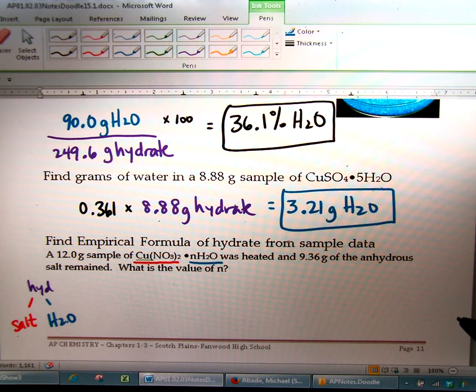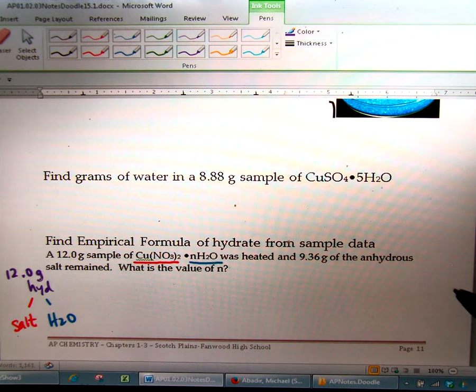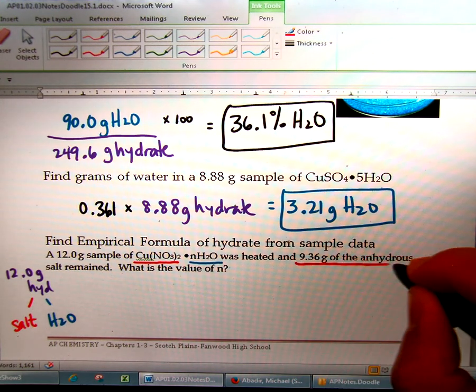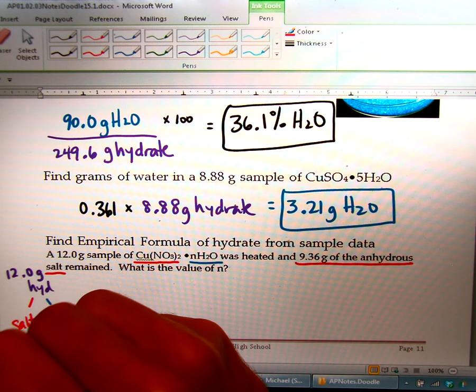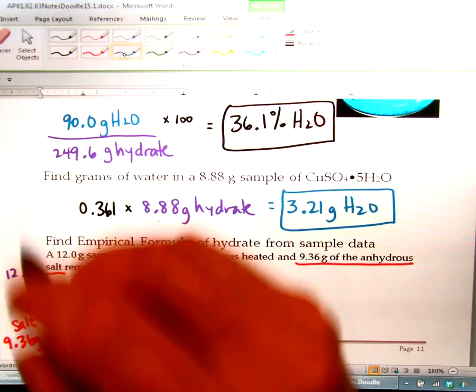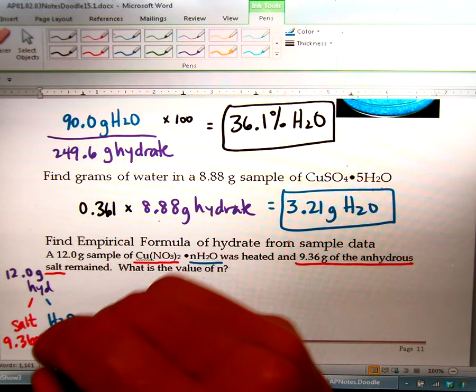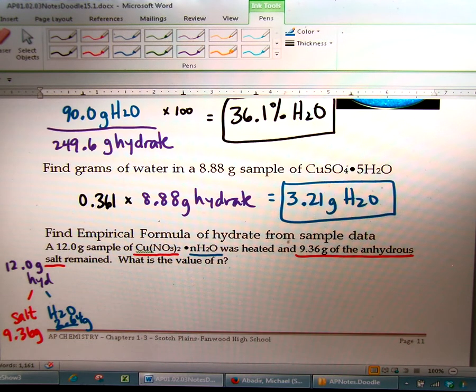So the hydrate weighed 12.0 grams. That was the whole thing, 12.0 grams. The anhydrous salt, that's after you heat it up and all the water gets driven off, hint, hint for the lab, 9.36 grams of salt. So we actually have no idea what the water is, but we can easily find it by subtraction. So 12 minus 9.36 equals 2.64 grams. So 2.64 grams is the amount of water.